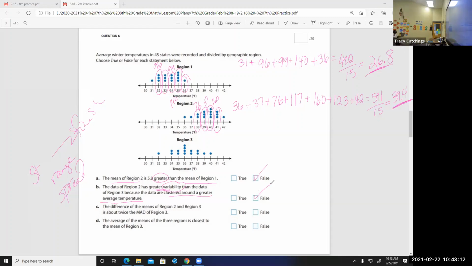All right, C said the difference of the means of region 2 and 3. I'm going to let you figure that out. And then D said the average of the means. You've got to figure that part out too, but at least you made it through A and B.